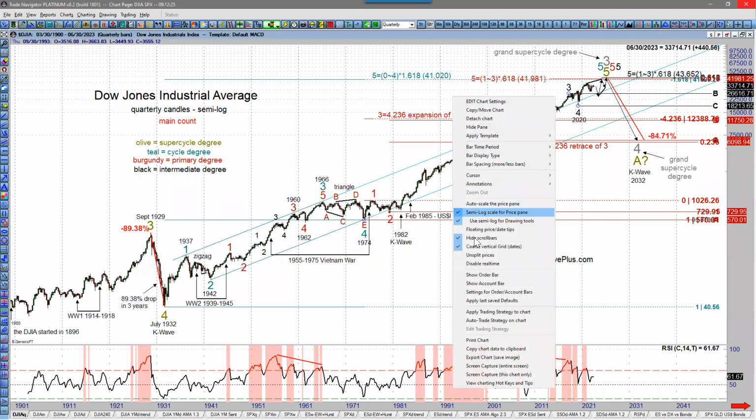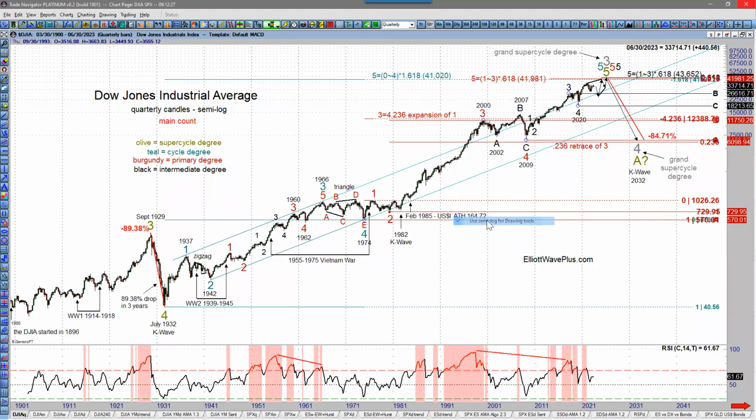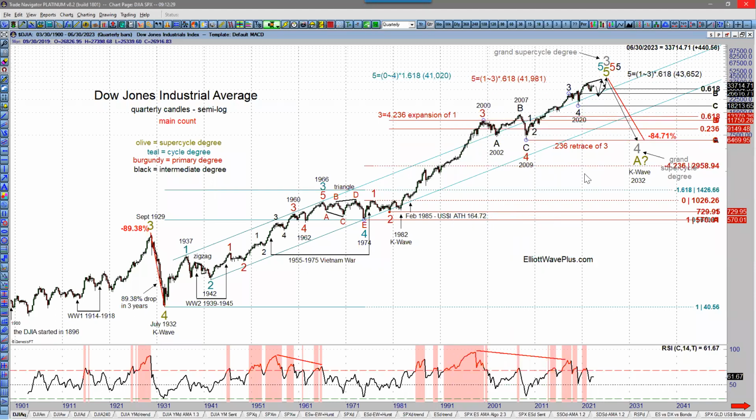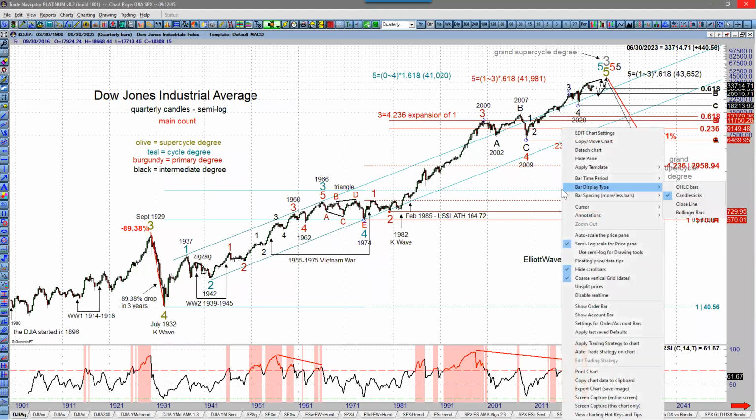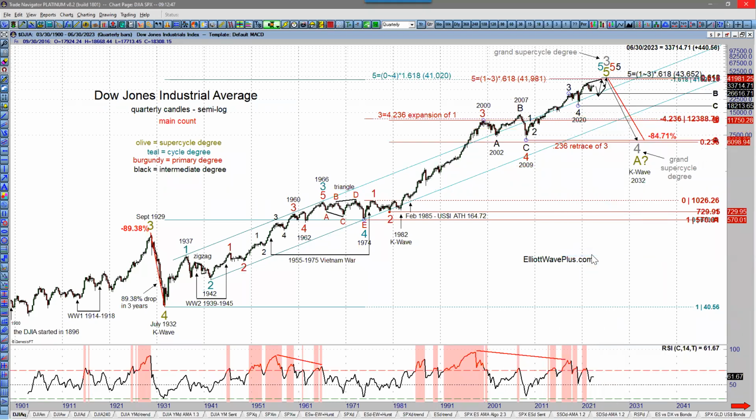Matter of fact, I will take these Semilog tools out of consideration and have them use just standard linear math, and you can see the target for the end of the fifth wave up from the 2009 low would have been right here, 13,370. So that obviously is not correct. And then when you tell the tools to use Semilog math, now we have the targets. And there's also some additional Fibonacci targets up here that are worthy of consideration.